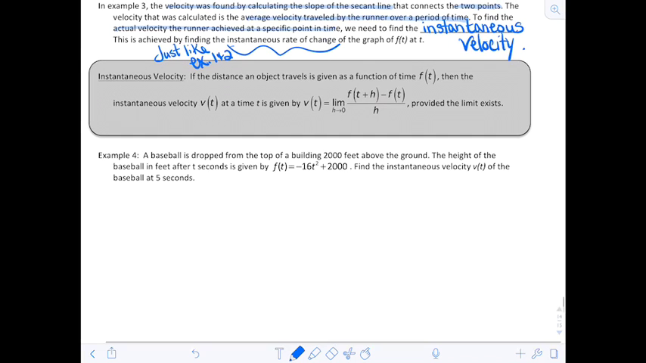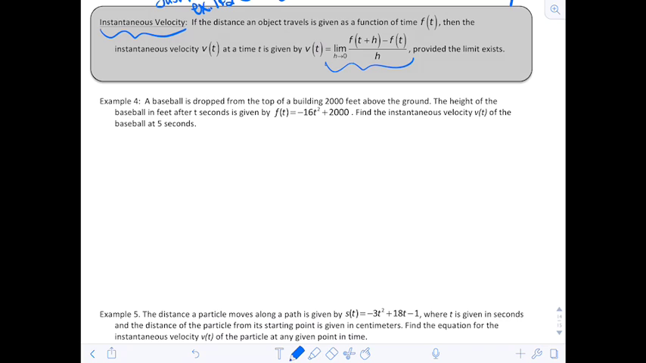So instantaneous velocity is this. It is a function of time. An object is traveling over a period of time. The instantaneous velocity is saying that at one point in time we can find its speed, and it is the limit as h approaches 0 of f of t plus h minus f of t, all divided by h.